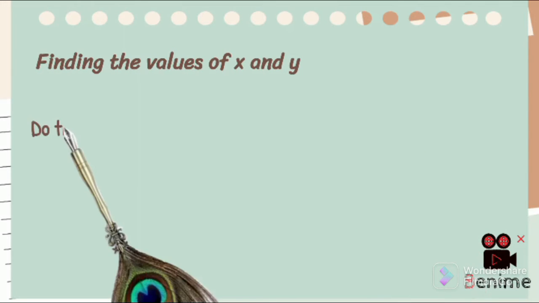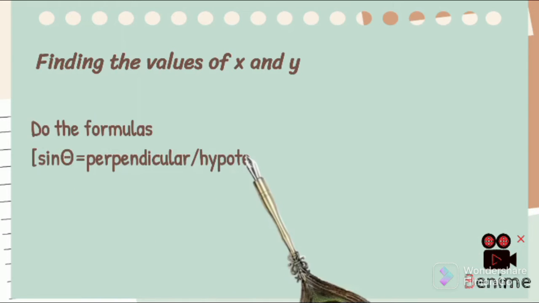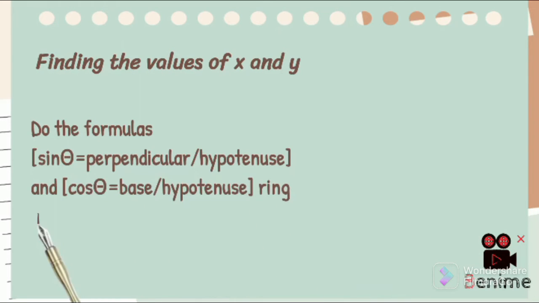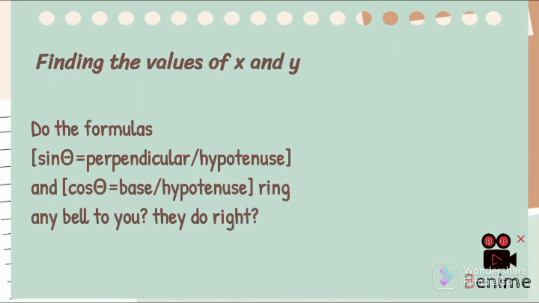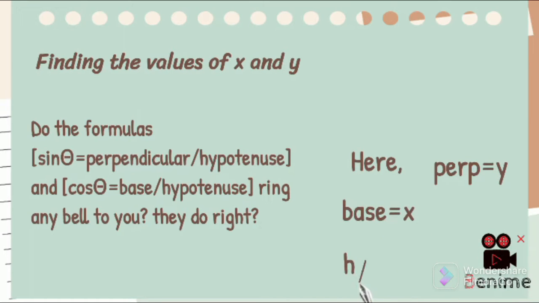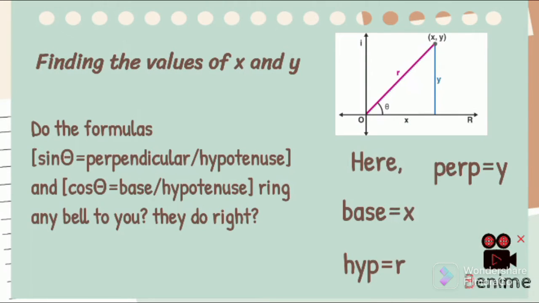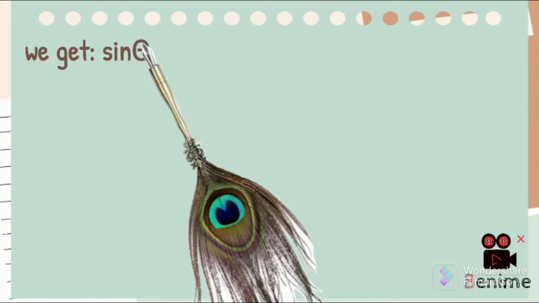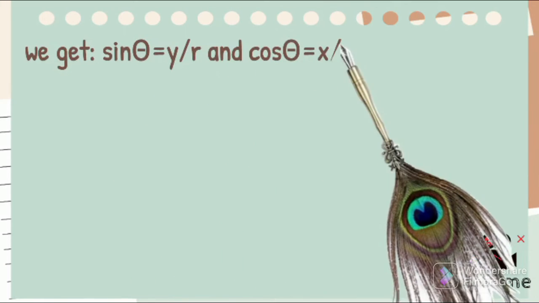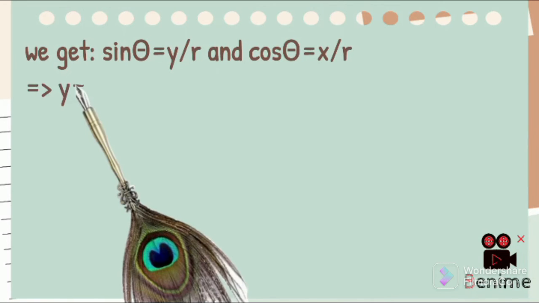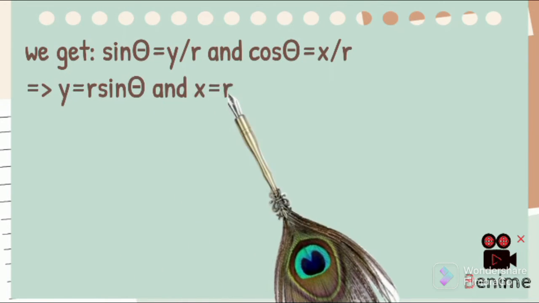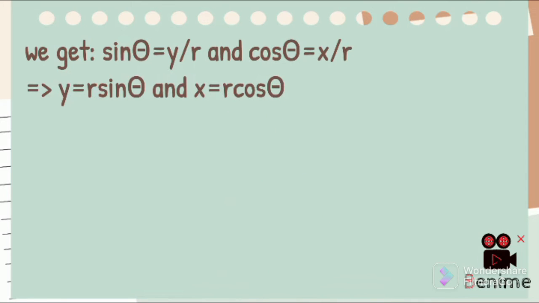finding the values of x and y. Do the formulas, sine theta equals perpendicular divided by hypotenuse, and cos theta equals base divided by hypotenuse, ring any bell to you? They do, right? Finding the values we get, sine theta equals y divided by r and cos theta equals x divided by r, so y equals r sine theta and x equals r cos theta.